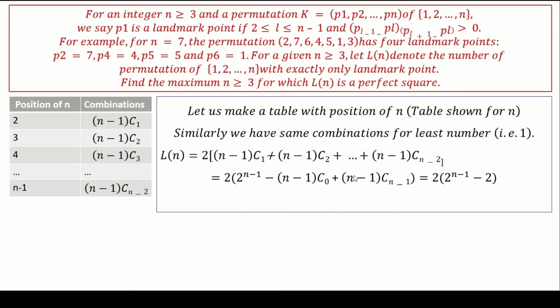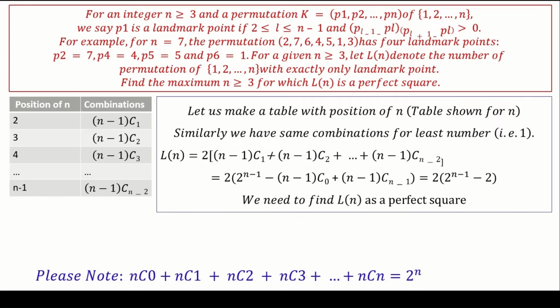If all of them are summed up, the total is equal to 2 to the power of n minus 1. So the missing terms I am writing here: minus n minus 1 C0 plus n minus 1 C n minus 1, which gives 2 into 2 to the power of n minus 1 minus 2. Hope you understood this. So this is what we need. We just need to find out from this expression, 2 into 2 to the power of n minus 1 minus 2, which one is a perfect square for a given n.